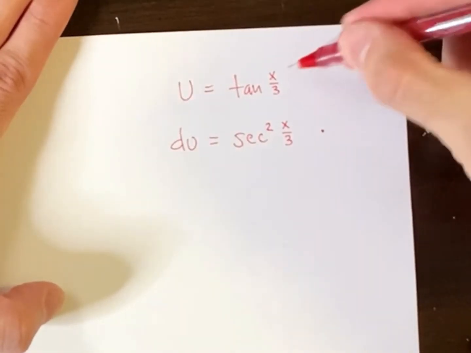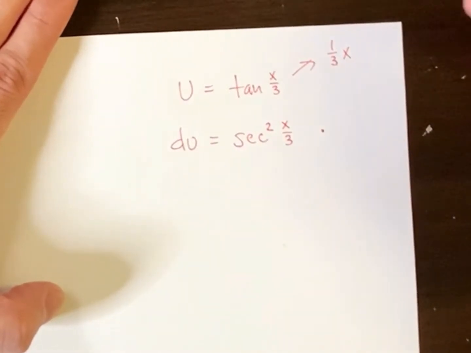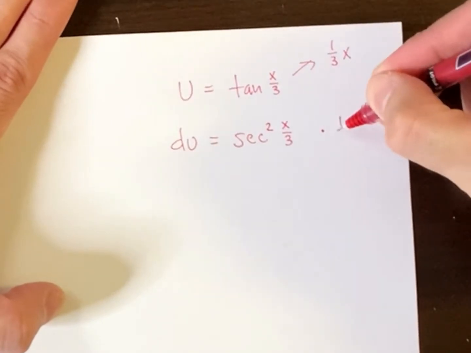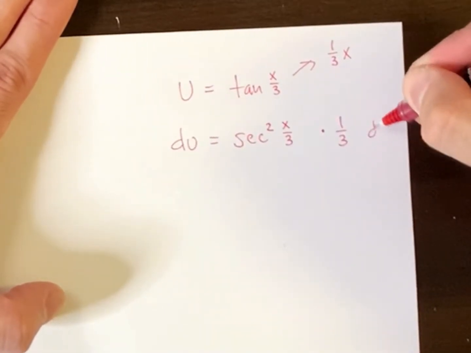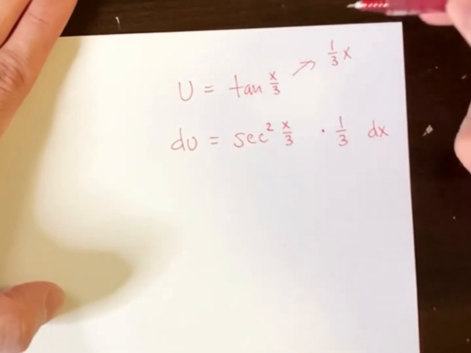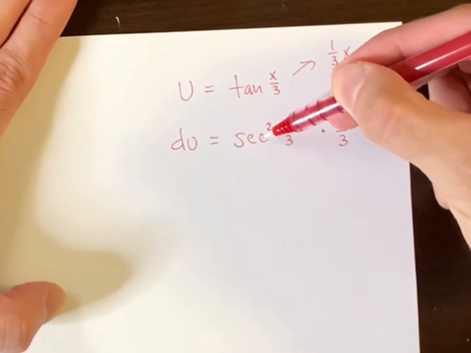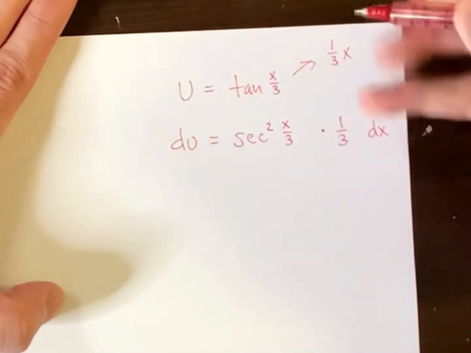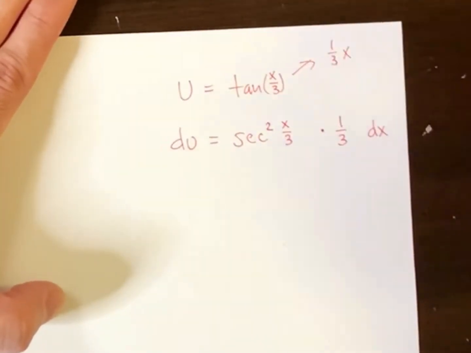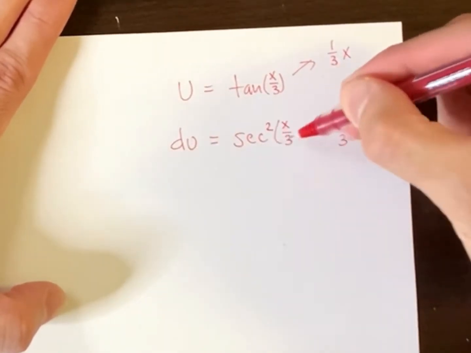Now this here, just FYI, is the same as 1/3 x. And the derivative of 1/3 x is just 1/3. And of course we attach a dx. So this is what we call the chain rule, where you apply the derivative of the outer function, tangent, which is secant squared, and then you multiply by the derivative of the inner function, 1/3 x, which is of course just 1/3. I'll put parentheses here.